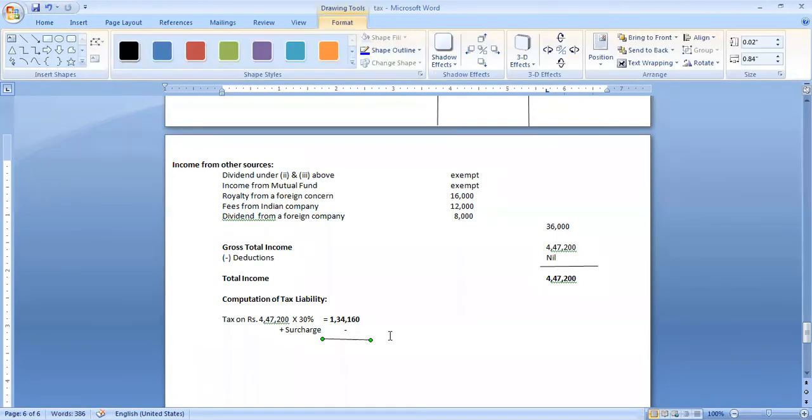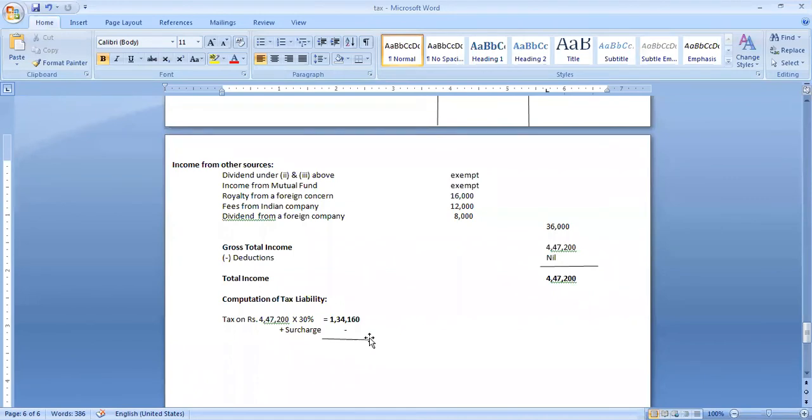Okay. So our next item is another thing that you all know from your degree level. Apart from surcharge, an individual assessee or a corporate assessee will have to pay health and education cess at the rate of 4%. Now, on this 1,34,160, please calculate 4% education cess, and you tell me the answer.